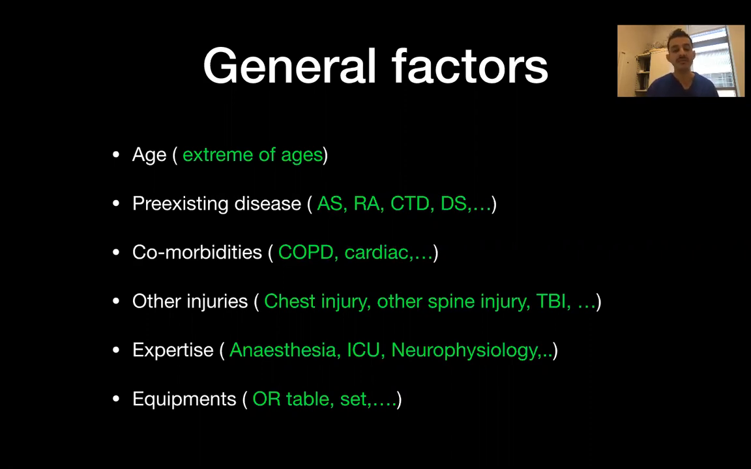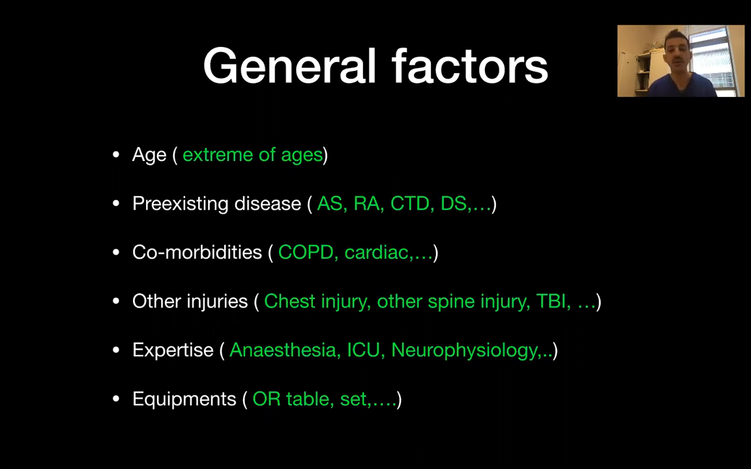Extremes of age, infant and elderly, need special consideration. Pre-existing disease such as ankylosing spondylitis, rheumatoid arthritis, connective tissue disorders, or Down syndrome also matter, because these patients have special issues. They are immunosuppressed, they have other anomalies, they have cervical thoracic disease. You need to keep it in mind. The comorbidities, COPD, cardiac, renal, other injury, chest injury, might affect your decision about putting the patient in a halo vest, as might other spinal injury and traumatic brain injury.